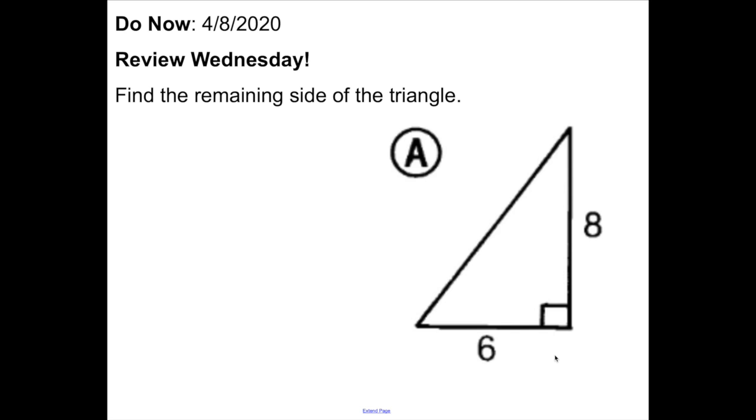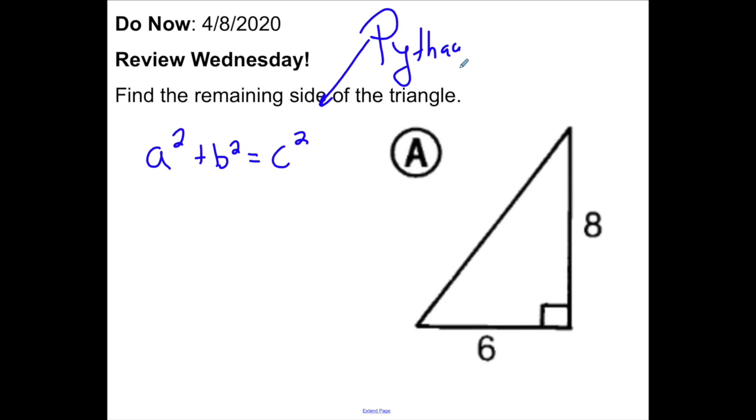So this do now is about finding the remaining side of this triangle. You can see it's a right triangle, and what you might remember is the relationship a squared plus b squared equals c squared, also known as the Pythagorean theorem.